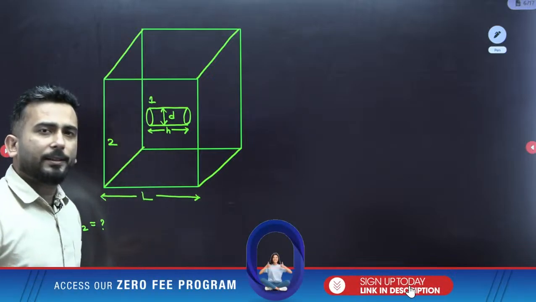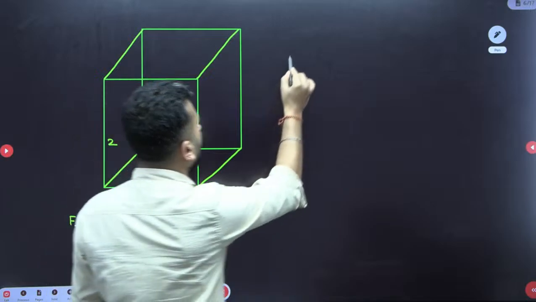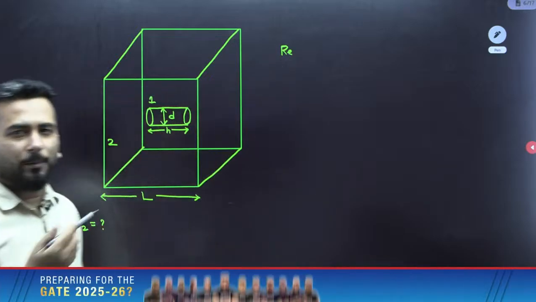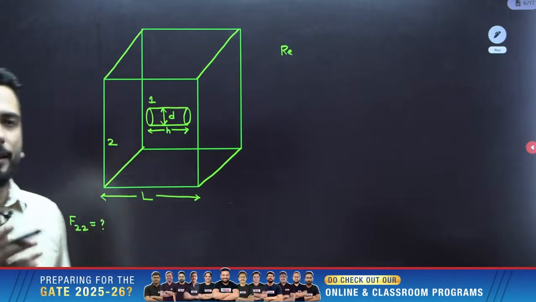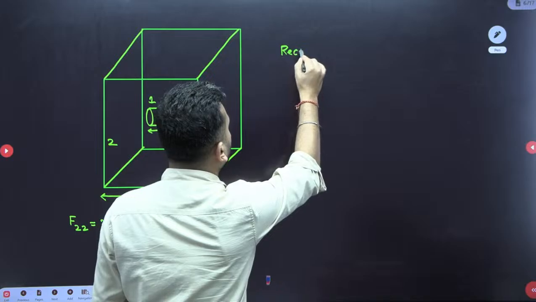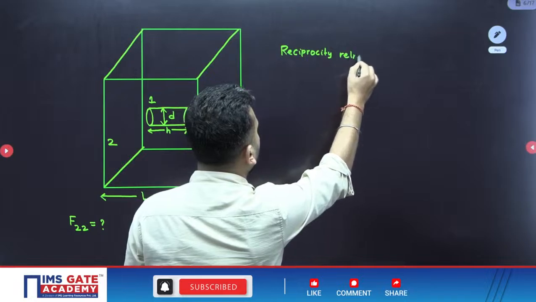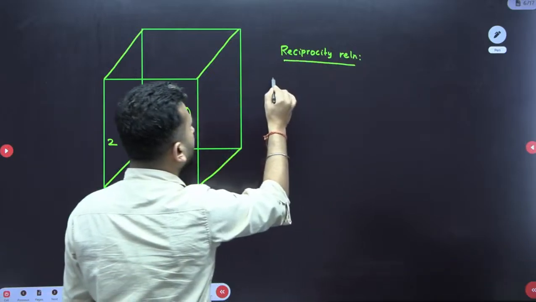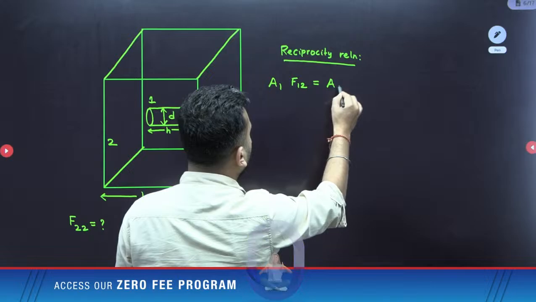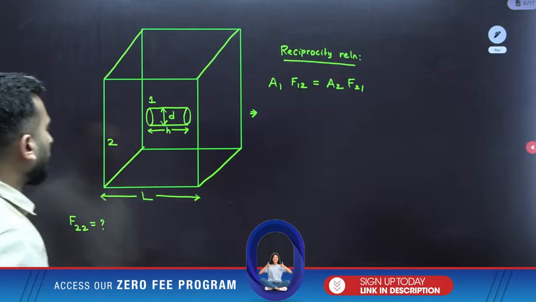So it's a two body enclosure, and you know that for two body enclosure what do we use? Reciprocity relation. For any enclosure I can use reciprocity relation, it's just that it should be between two bodies, right? So what does it tell? A1 F12 is equal to A2 F21. So 1 I am considering the cylinder and 2 I am considering the cube.